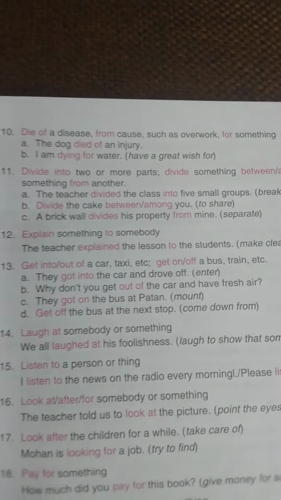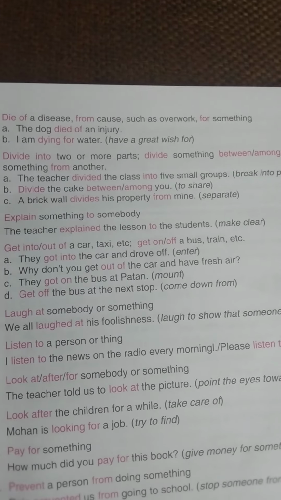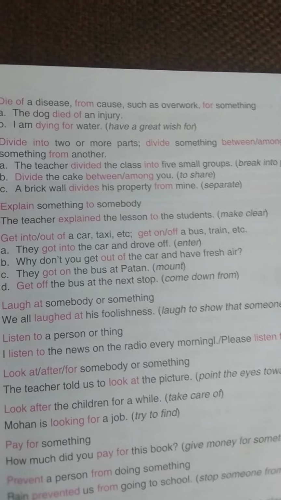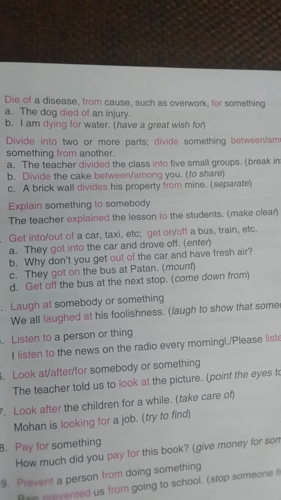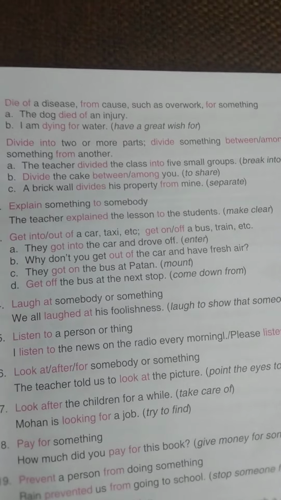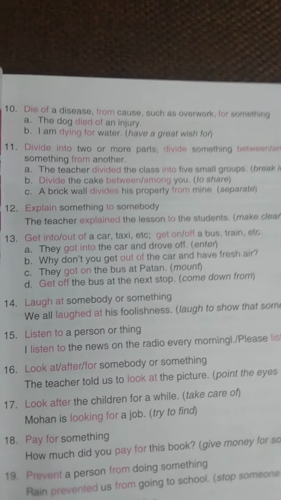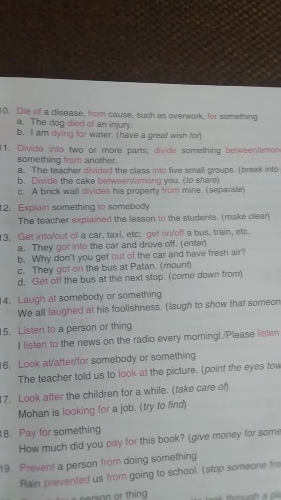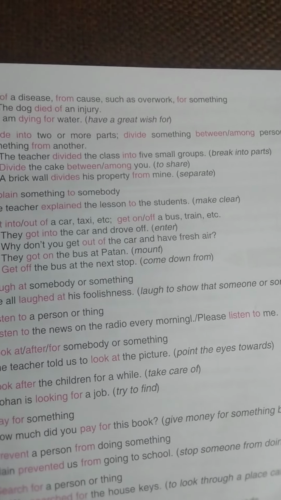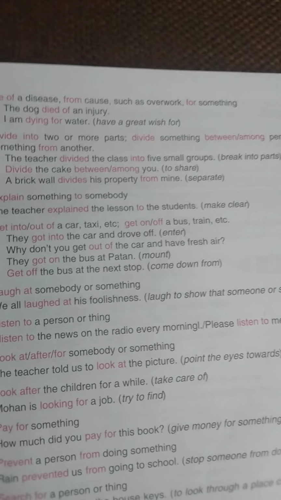Then we have die. So we say die of, for the cause. The dog died of an injury. I am dying for water, when you are wishing for something. I am dying for money. I am dying for food. I am dying for a good mobile phone, when you require something.